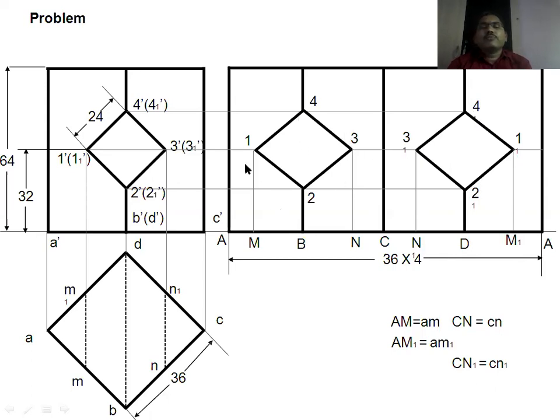Now you join these points 1, 2, 3, 4 with straight lines. This is the projection of the hole in the development of a square prism. Projection of the hole in the development figure. So have you understood this?